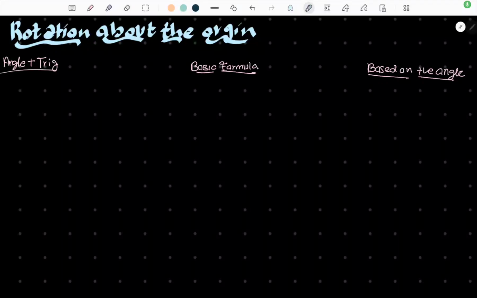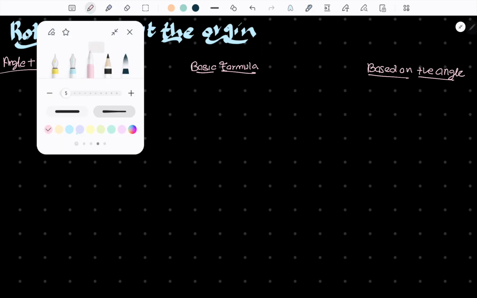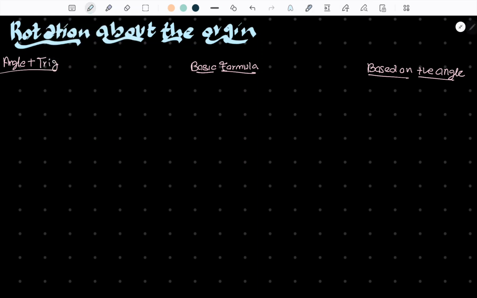So in today's class, we will be looking at the rotation about the origin. I did post a video about rotation and what it is, the fundamentals and everything. So please check that video out to get a very basic understanding of what rotation is. But if you have seen that or you know what rotation is, now let's look at how we can find the value of a certain coordinate after it has been rotated.